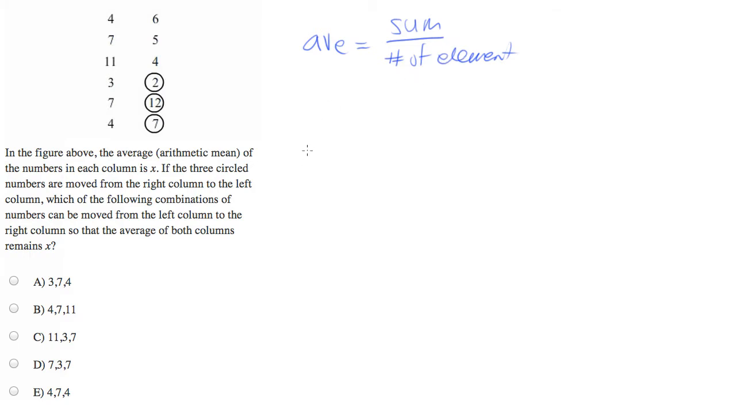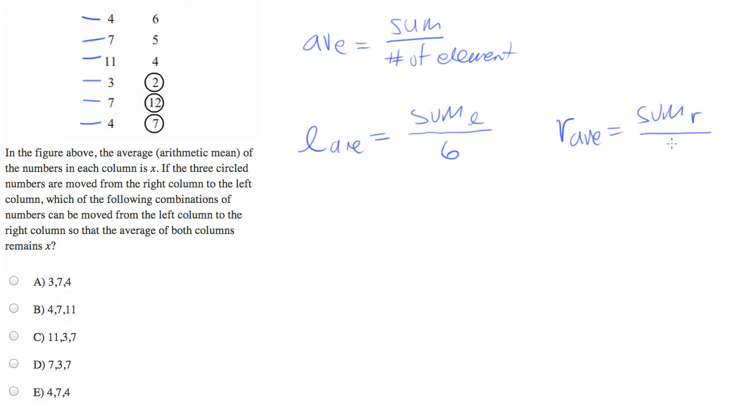Now for the left side, so let's do left average is equal to the sum of the left divided by 6, because there are 1, 2, 3, 4, 5, 6 elements on the left. Now the right average will be equal to the sum of the right divided by 6, because there are 6 elements in the right as well.